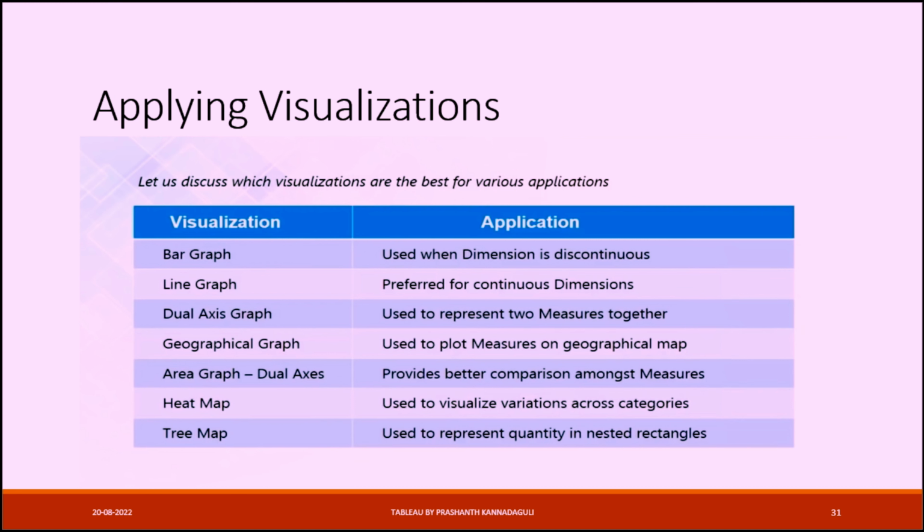Then there is the area graph, that is also a dual axis, right? It's again for comparison. So dual axis are always for comparison. Then the heat map visualizes the variation of the categories. If you have nested visualization, we will use the tree map. The detailed view and detailed implementation is going to come at a later stage.